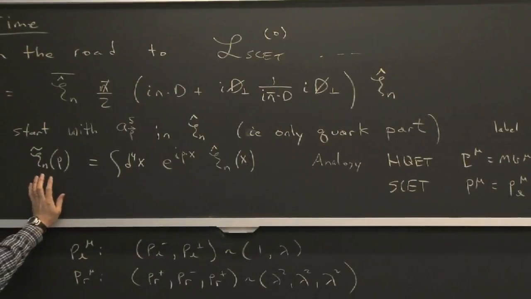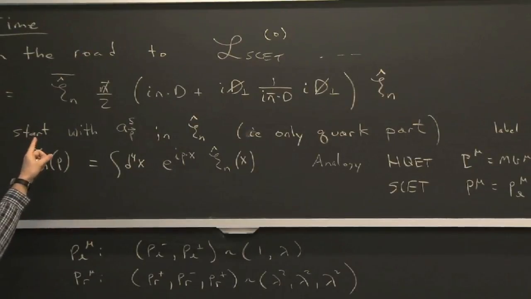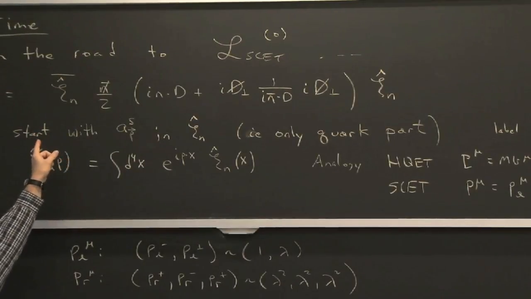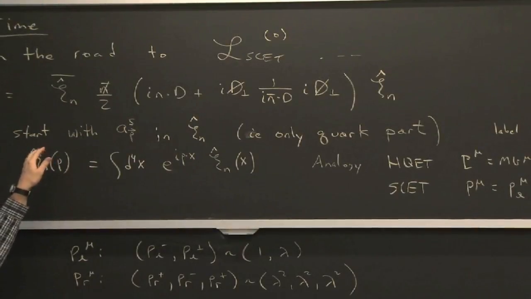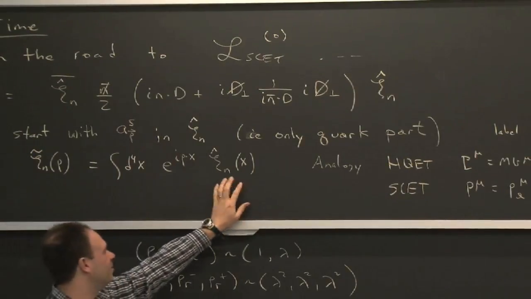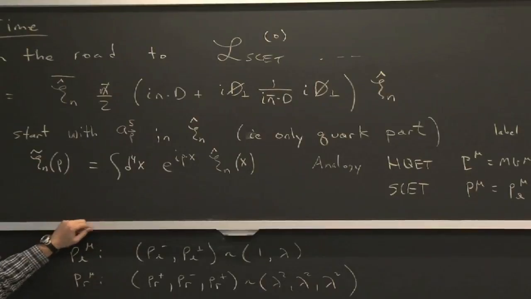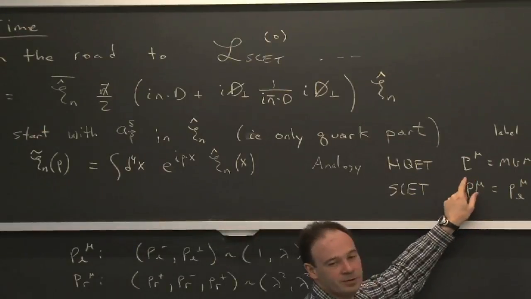So first of all, let's just go to momentum space. I've called the field here, since it's not the final field that we want, C_n hat, a crummy notation. Once we get to the final field, it won't have a hat, and that'll be the one that we keep using from then on. So let's take this hatted field, Fourier transform it, and talk about doing things in momentum space. I'm going to make an analogy with what we did in HQET.